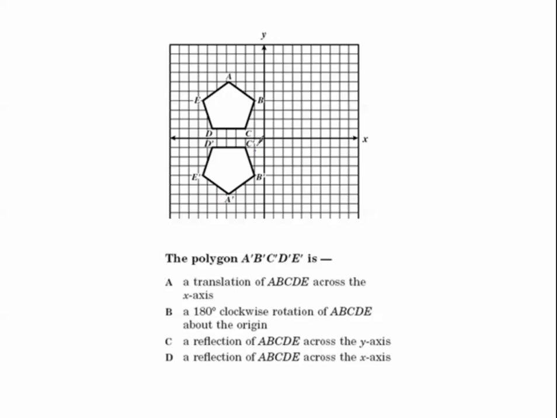Here, it looks like we could have rotated it. We definitely didn't move it because it's not facing the same direction, so it was not a translation. It looks like it could be rotation, but again, you have to pay attention to every single point. Here's A, here's A prime, B, B prime.